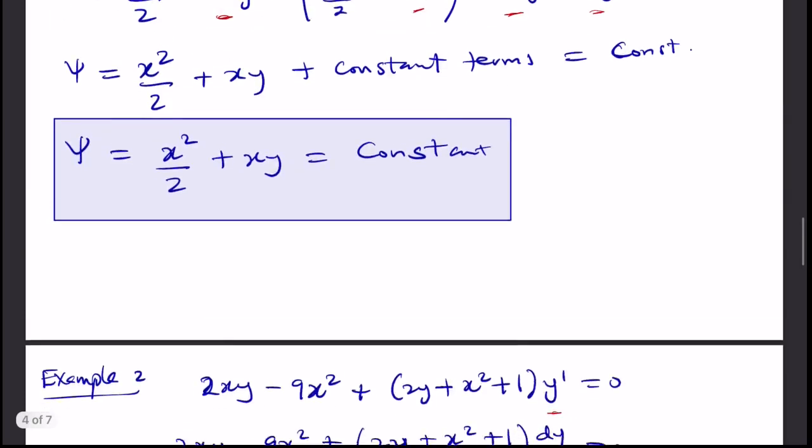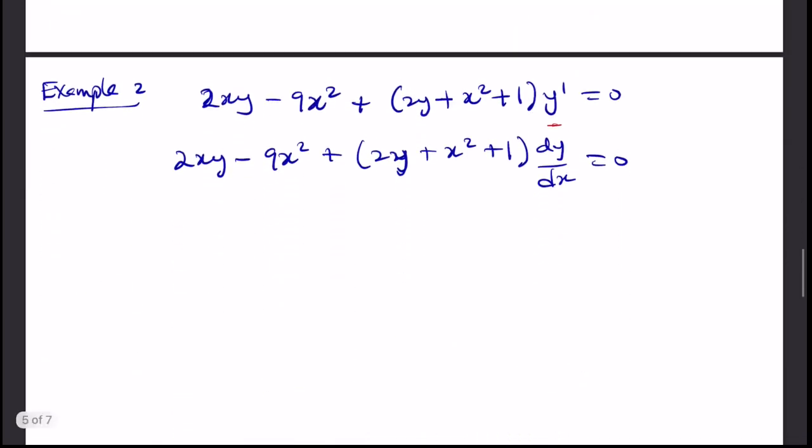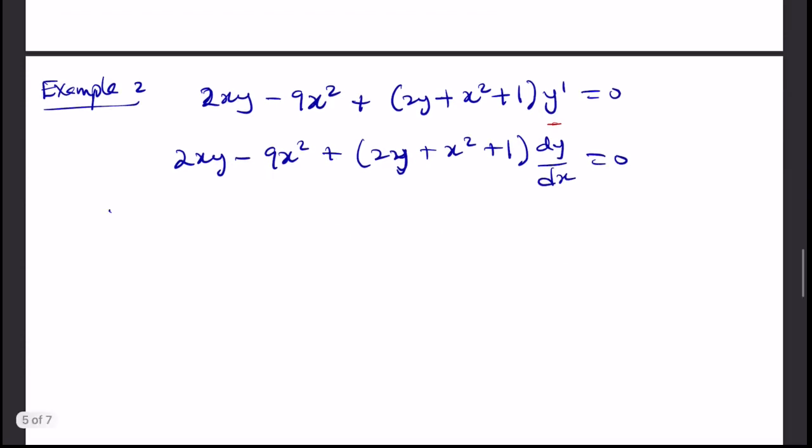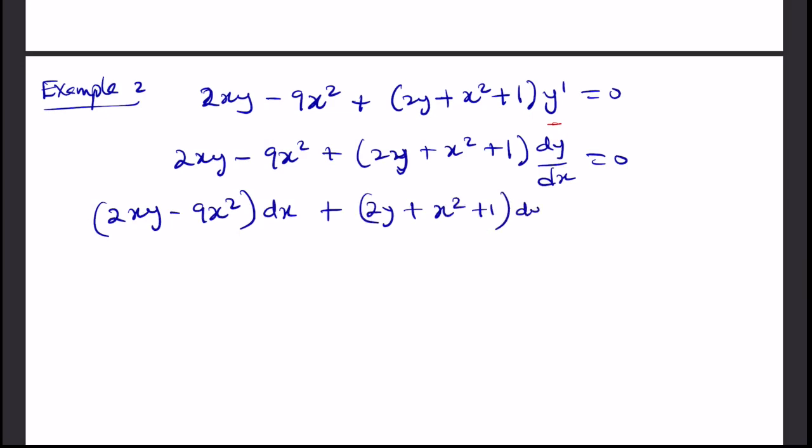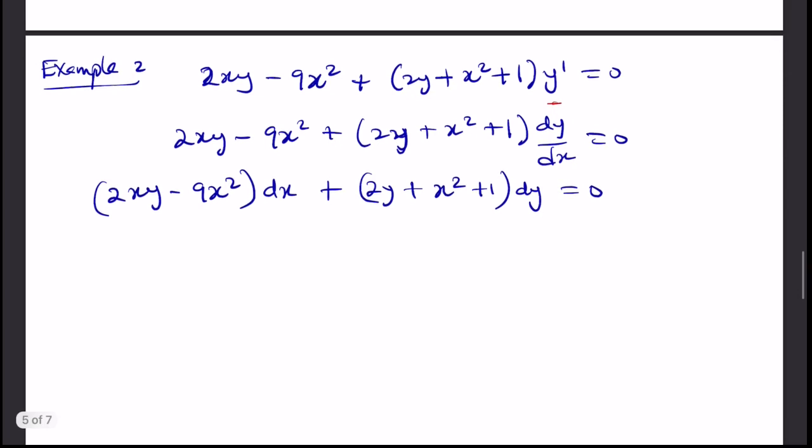So we want to put it in the form of P of xy plus Q of xy is equal to 0, which is the normal form of the differential equation. So we can multiply through by dx. So we can have 2xy minus 9x squared dx plus 2y plus x squared plus 1 dy is equal to 0. We'll call this equation 1. Or I have equation 1 already, I can call it star star.